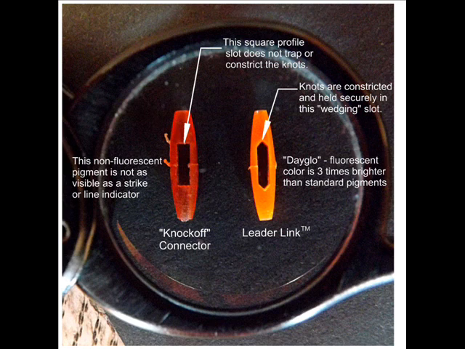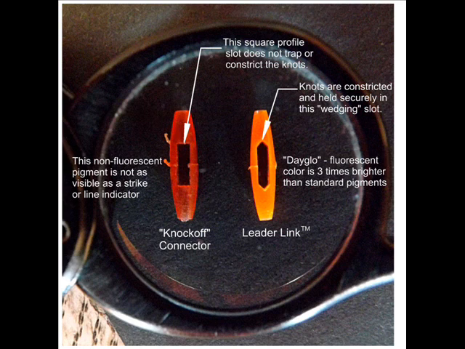Here is a picture of a knockoff connector on the left and the leader link. You can see that the knockoff connector has a square profile slot. This slot does not entrap the knot and does not keep the knot constrained. Further, this knockoff connector is made with a regular red tint. It's not using a fluorescent pigment.